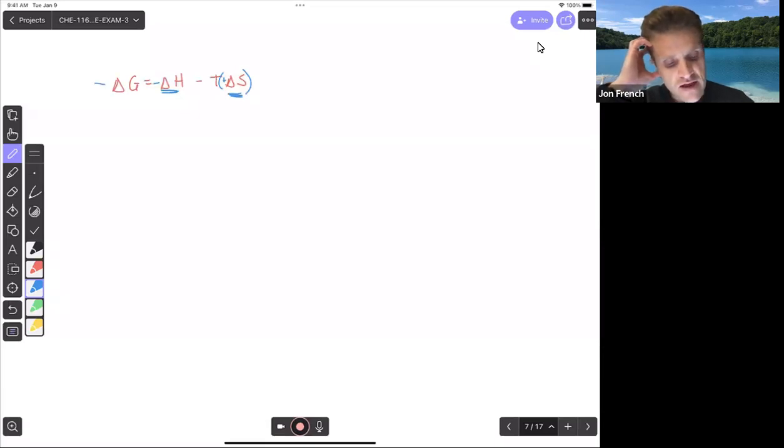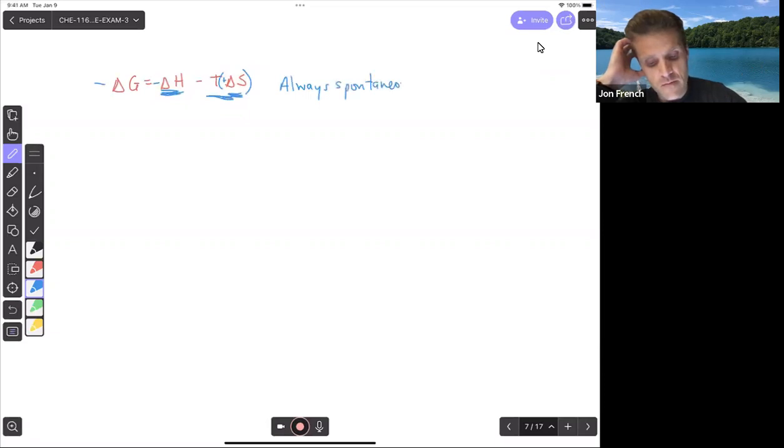That reaction, if I have a negative delta H and I'm subtracting a number from that, it's just going to get more negative. So I'll always have a negative delta G. This is always spontaneous, regardless of temperature.